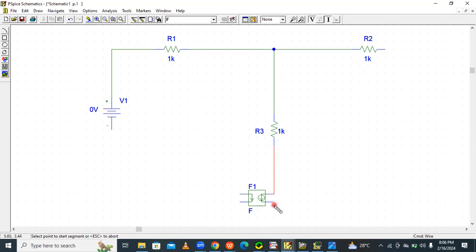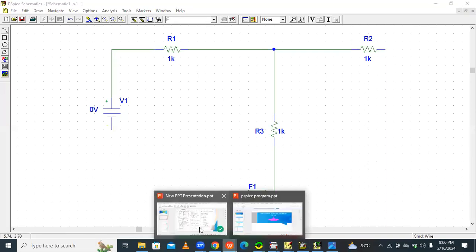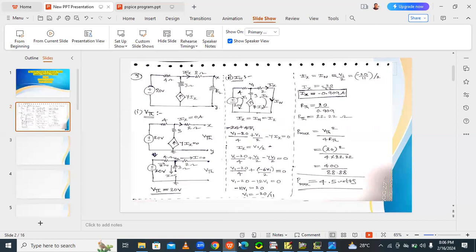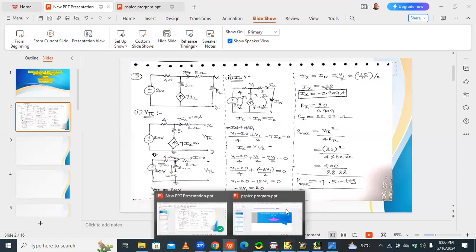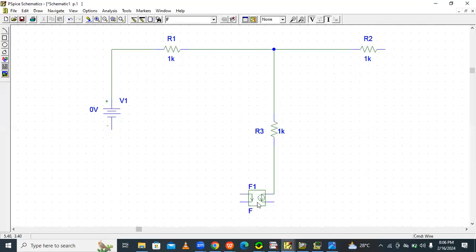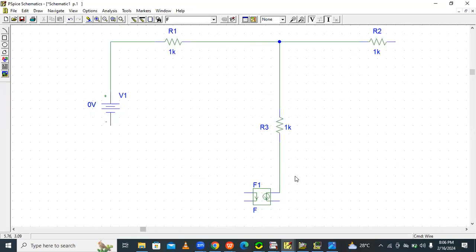Connect the terminals of the current dependent current source. Here, what is the direction of the current dependent source? Upward direction or downward? Upward direction. That's why we change the direction of the dependent source by pressing Ctrl R. So this is the current direction, upward.